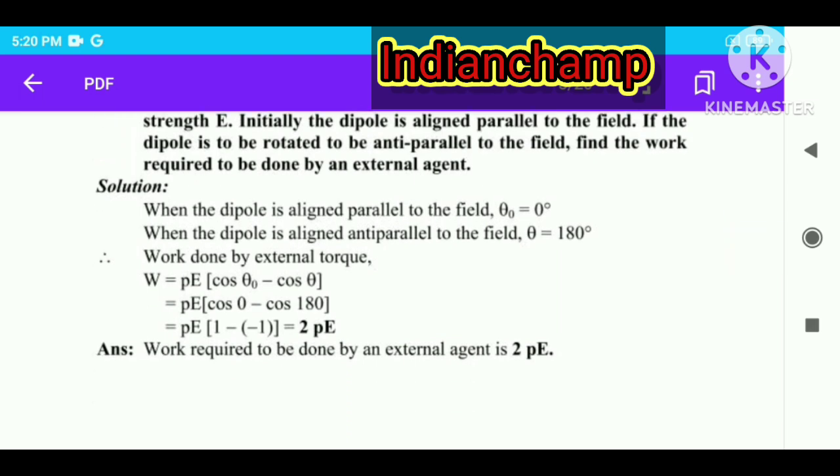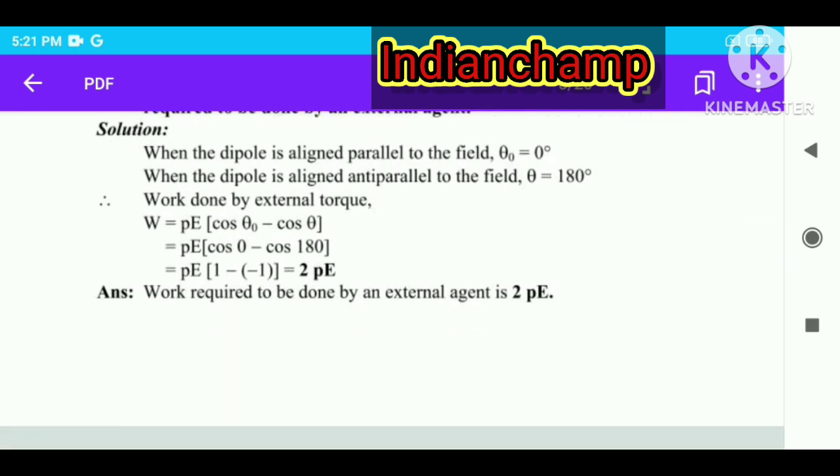Solution. When the dipole is aligned parallel to the field, theta is 0 degrees. When the dipole is aligned anti-parallel to the field, theta is equal to 180 degrees. Therefore, the work done by the external torque W is equal to PE into bracket cos theta 0 minus cos theta 1, which is PE into bracket cos 0 minus cos 180, equal to PE into bracket 1 plus 1, equal to 2 PE. Answer: the work required to be done by the external agent is 2 PE.